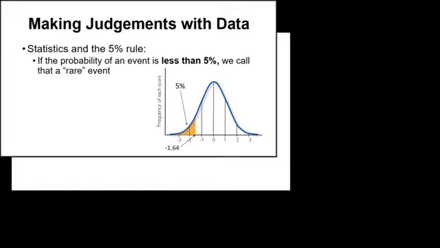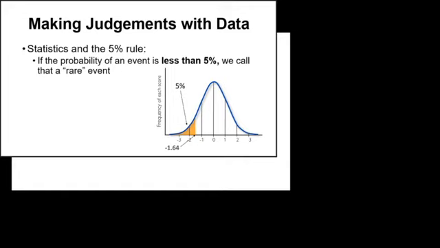So if you've heard anything about statistics, you've probably heard the 5% rule. So you've probably heard a P of 0.05 is significant. That's that 5% rule. And the simplest way to state that is if the probability of an event is less than 5%, we call that a rare event, and therefore it is probably significant. So what that basically means is that if we have a probability distribution here, in this case we're going to interpret it as the likelihood of each of these events occurring.